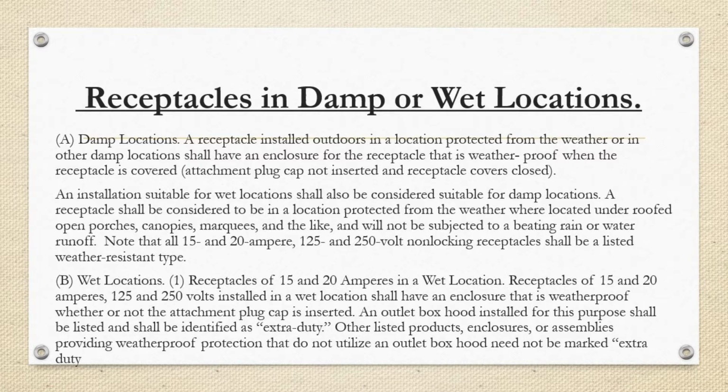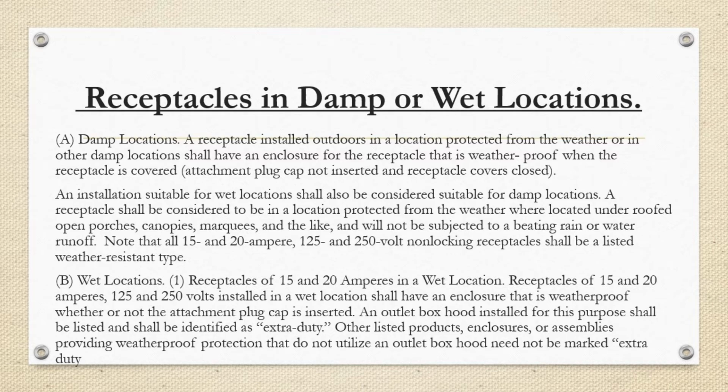A receptacle shall be considered to be in a location protected from the weather where located under roofed open porches, canopies, marquees, and the like, and will not be subjected to a beating rain or water runoff. Note that all 15 and 20 ampere, 125 and 250 volt non-locking receptacles shall be a listed weather-resistant type.